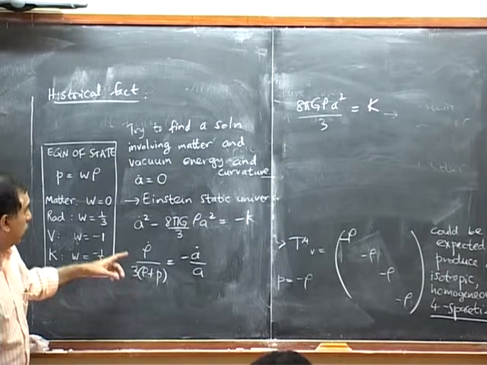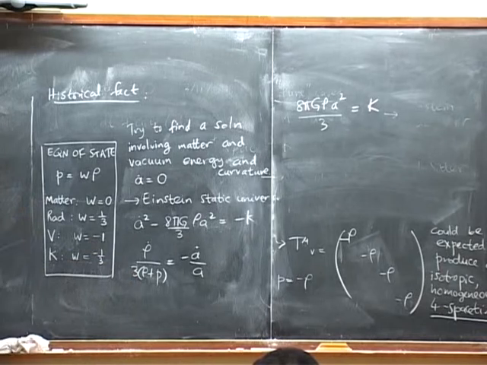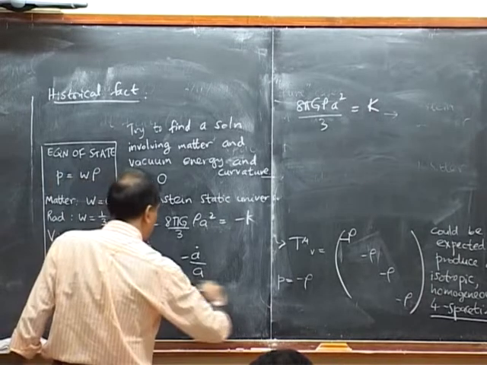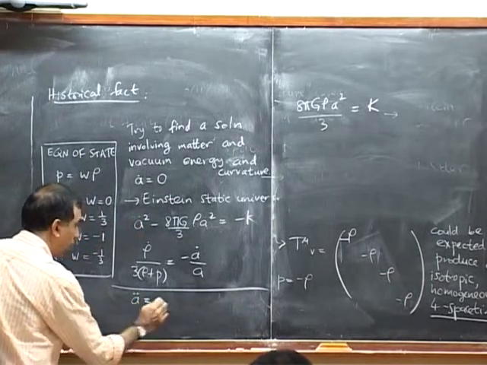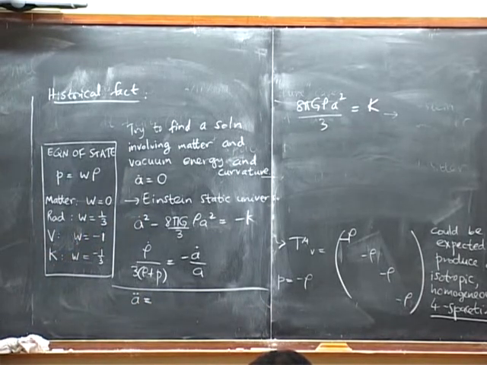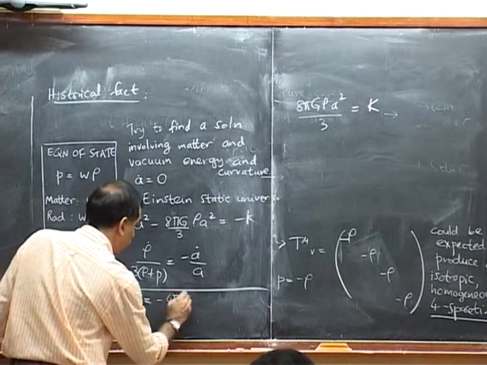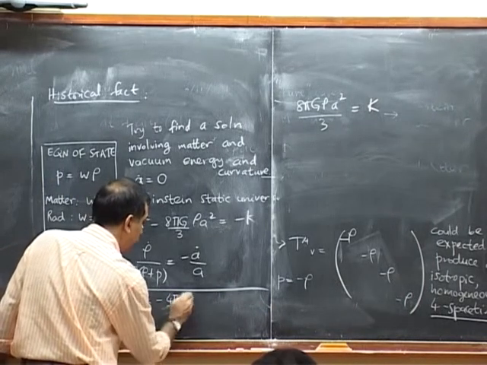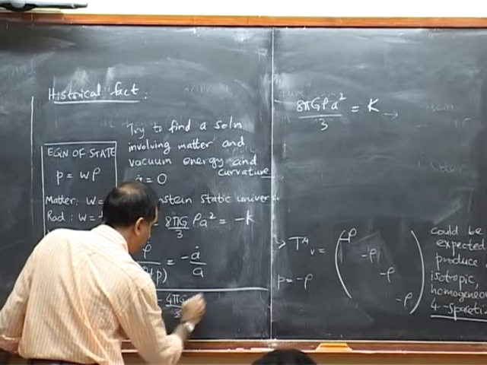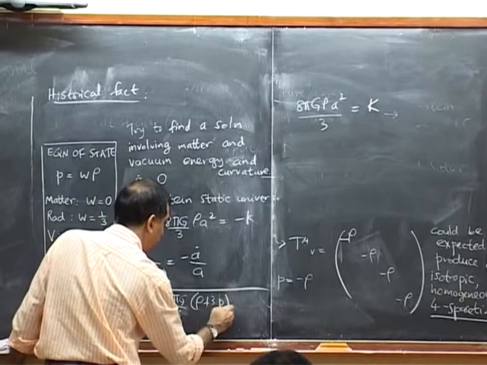Now the other Friedmann equation, which I probably haven't written here, was the one with the acceleration. It can be derived from these two, but let's write it. The other equation was a double dot equals minus 4 pi G by 3, times rho plus 3p.